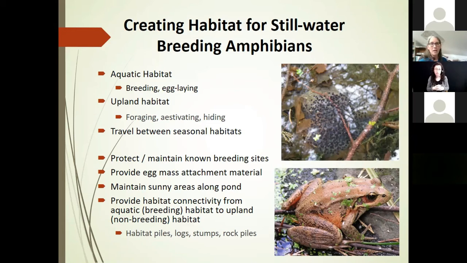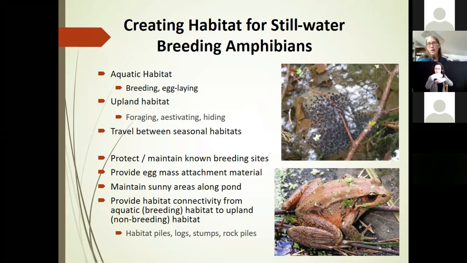Red-legged frogs need aquatic habitat for egg laying. The top photo shows an egg mass. So one egg mass equals one female frog, and each female frog lays one egg mass per year, and it needs to be attached to a sturdy stem. It could be woody, or it could be a sturdy grassy or emergent plant stem.